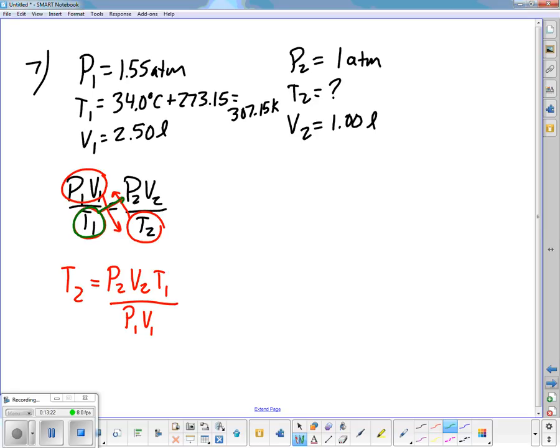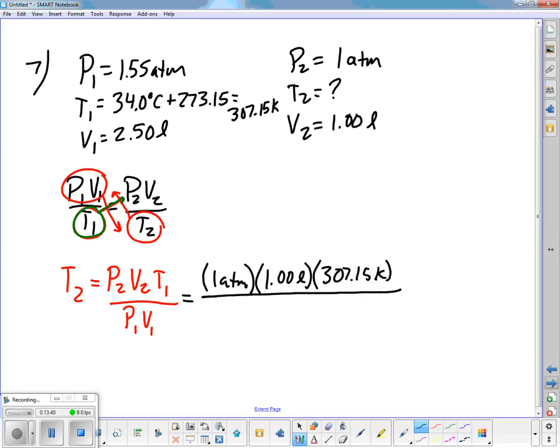All right, so now we just plug in. Plugging in, we get P2, 1 atmosphere, times V2, 1.00 liters, times T1, 307.15 K, divided by P1, 1.55 atm, times V1, 2.50 liters. Remember again on the bottom, when you hit the divide, make sure that's in parentheses. Atmospheres are going out, liters are going out. We're left with K, which is a temperature, which is good. And we should end up with 158 K, is that right? Plugging it through.